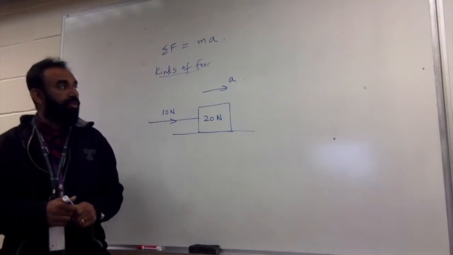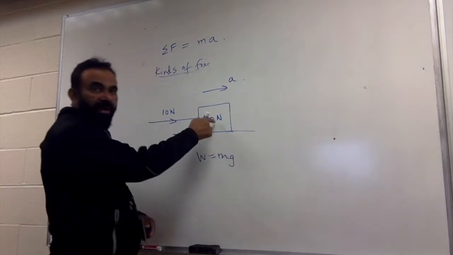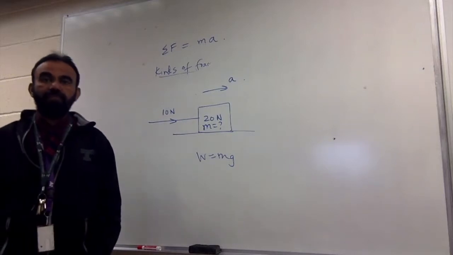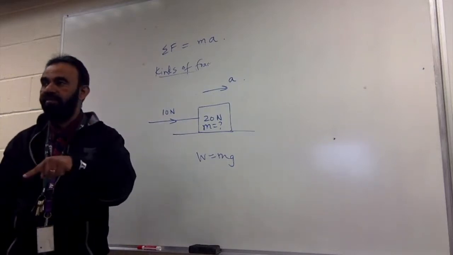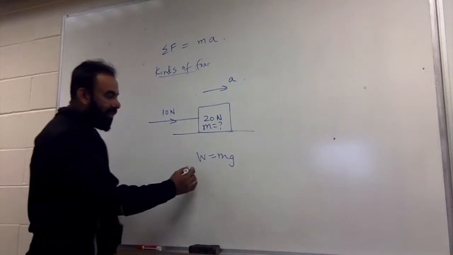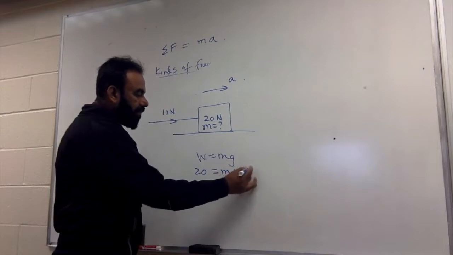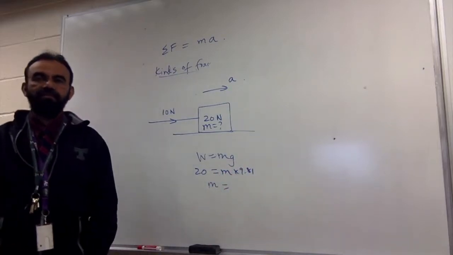So what you need to do is use the equation weight is equal to mass times gravity and pull out the mass of this. We don't know the mass. That's your first job, because you can't apply F = ma unless you know the mass. So 20 newton object. Find the mass first, and then use F = ma.